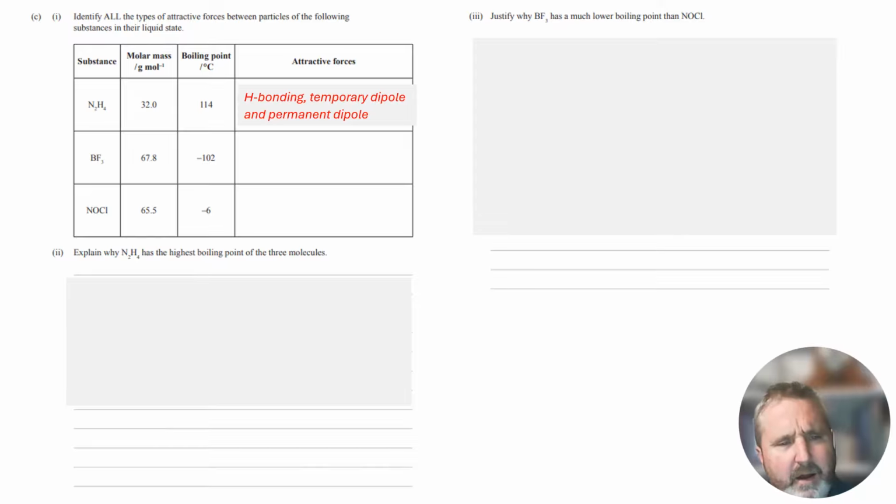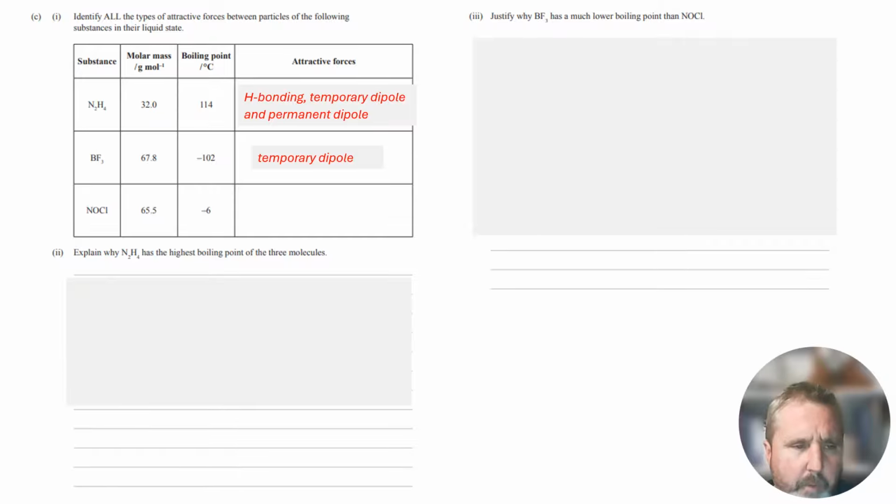If you put permanent dipoles here, I would let you away with this one because maybe you didn't know that this was a symmetrical molecule. However, when we get to boron trifluoride, we need to be aware that if we drew the Lewis structure for this, this is a trigonal planar molecule. Although we form boron to fluorine bonds and they have a different electronegativity and form a polar bond, because they arrange symmetrically, overall this won't be a polar molecule, so this is only going to form temporary dipoles.